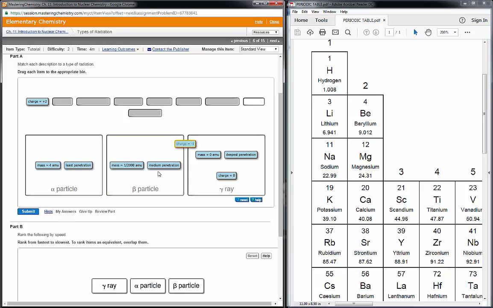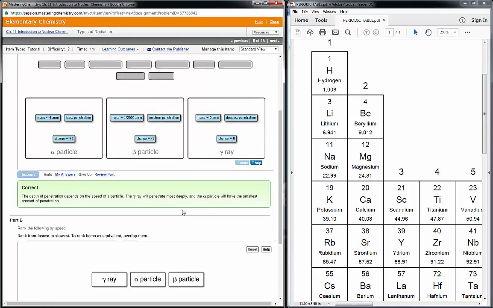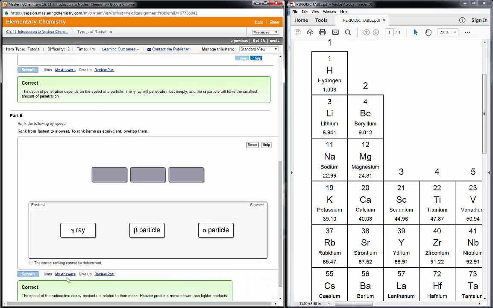Your gamma ray is neutral. Beta particle is an electron, so it has a charge of -1. Alpha particle is your helium nucleus, so it has a charge of +2. And then, of course, based by speed, same thing. If I don't have any mass, it's easy to go fast. If I do have lots of mass, then I'm going to go slowly. And in the middle, then I'm going to go relatively in the middle.